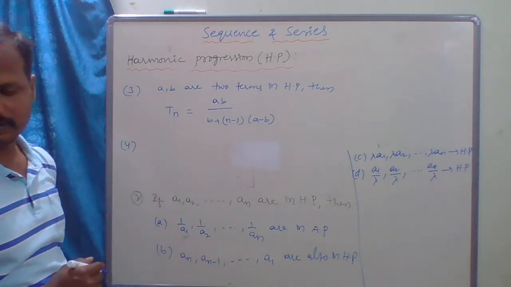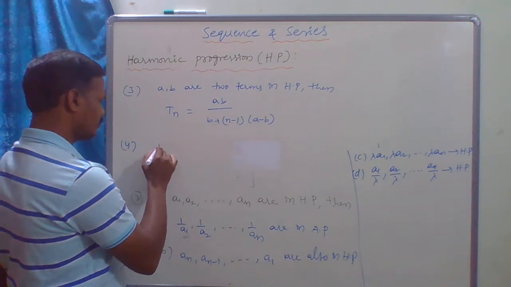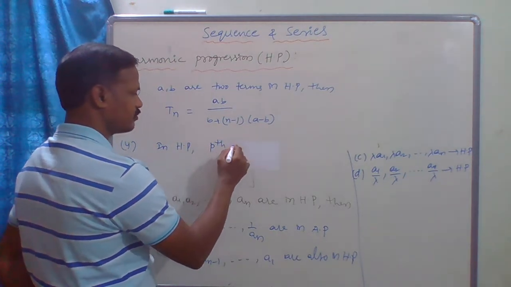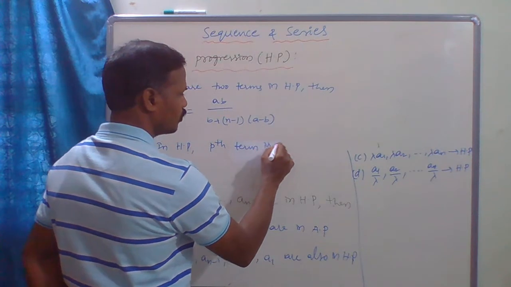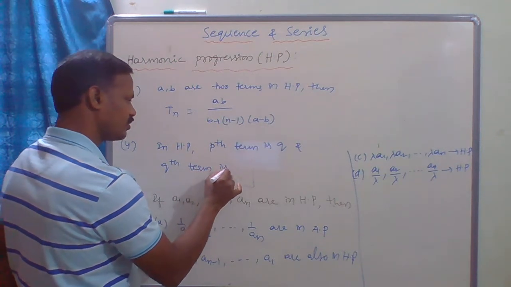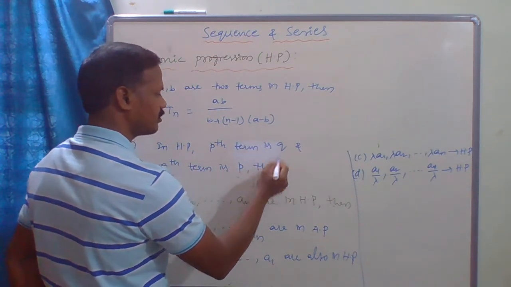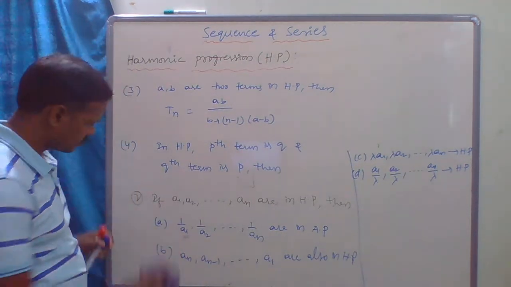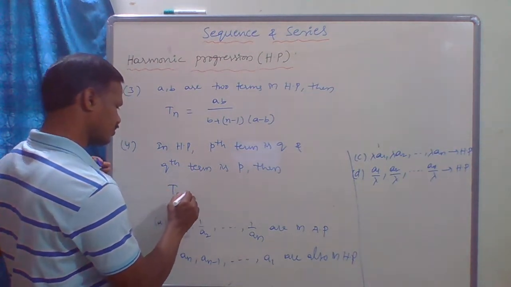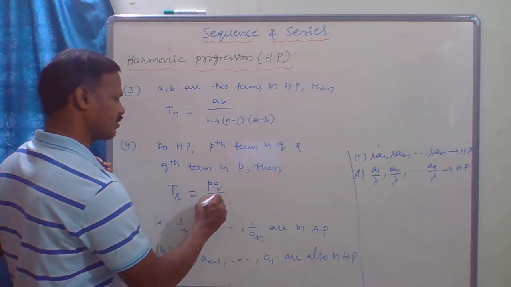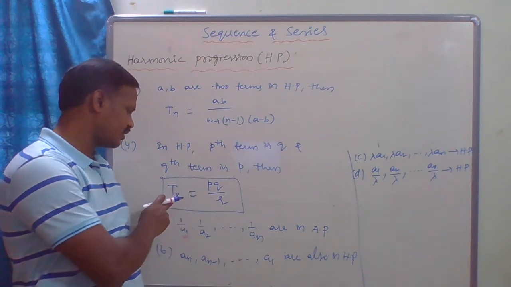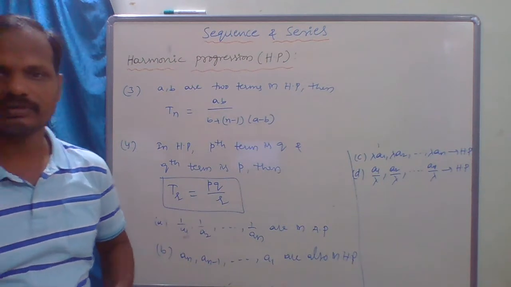Next, in HP, if the pth term is Q and the qth term is P, then the rth term Tr is PQ by R. In HP, pth term is Q and qth term is P, then Tr equals PQ by R. Okay, fine.